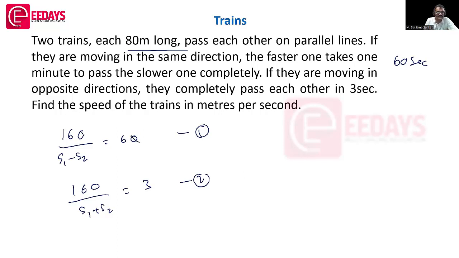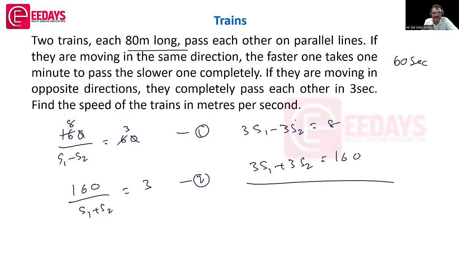Okay. And the zeros get cancelled. This is equal to 3 and this is equal to 8. 3S1 minus 3S2 is equal to 8. And this one, 3S1 plus 3S2 is equal to 160. S2 gets cancelled. 6S1 is equal to 168. Okay, what is S1? This is equal to 28 meters per second.